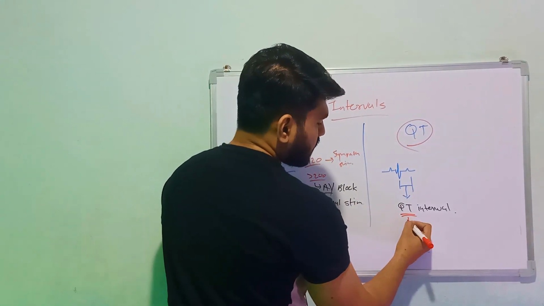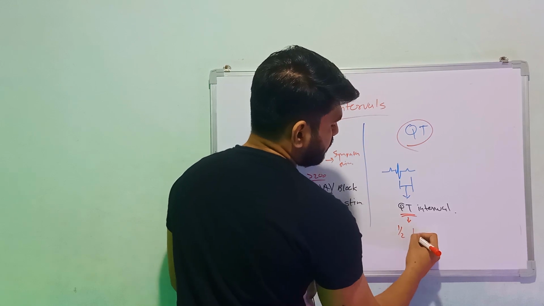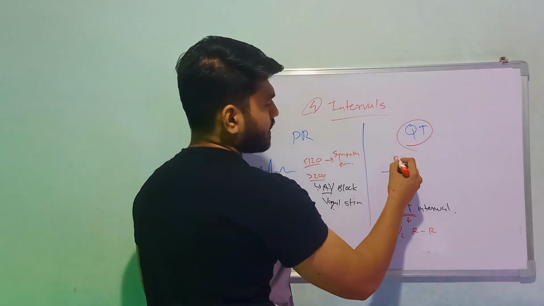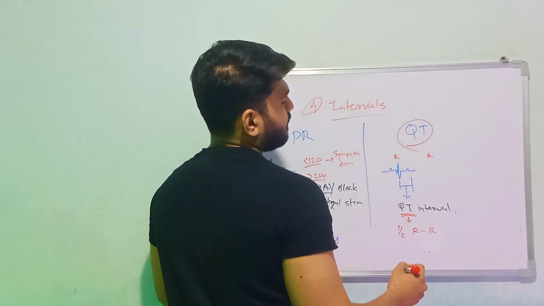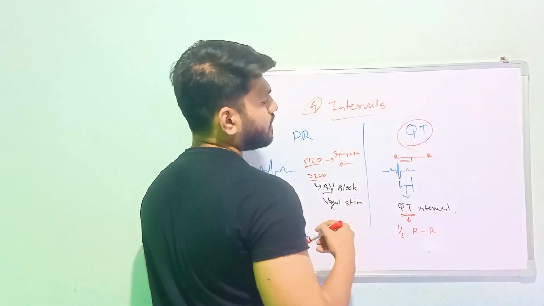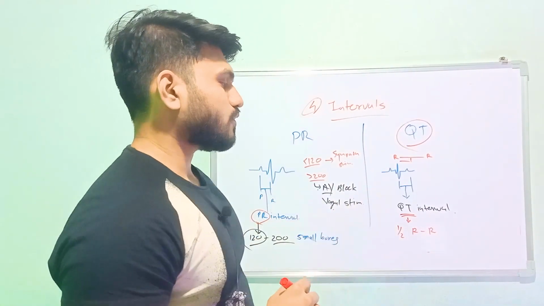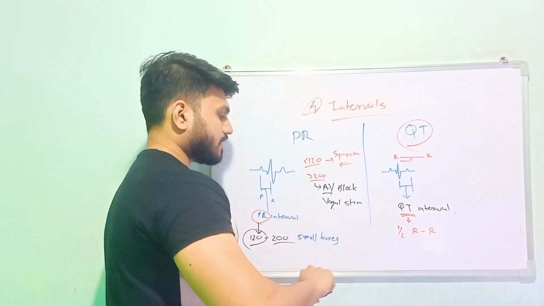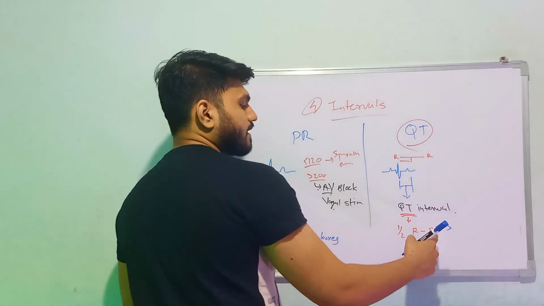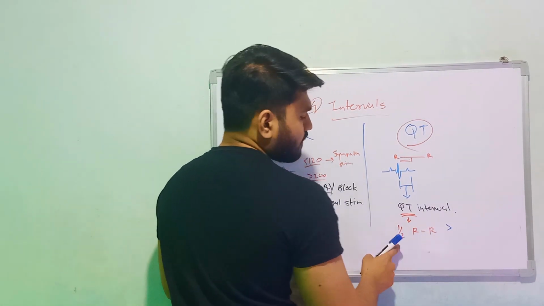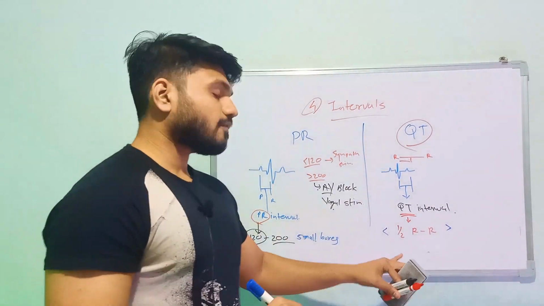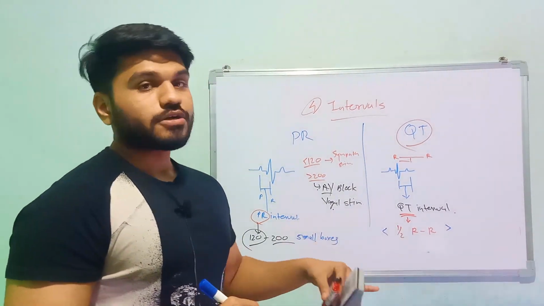So normal QT is half of RR interval. So this is R, and then we will have our next R. So this RR interval's half, this is our QT interval. This is our normal QT interval. If it is more than half of RR interval, then it is prolonged QT interval. If it is shorter than half of RR interval, then it is shortened QT interval.